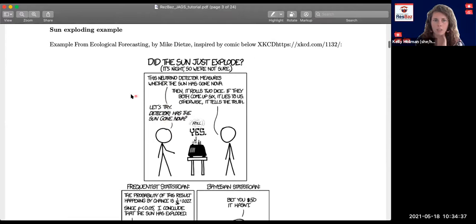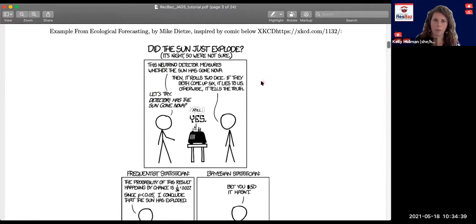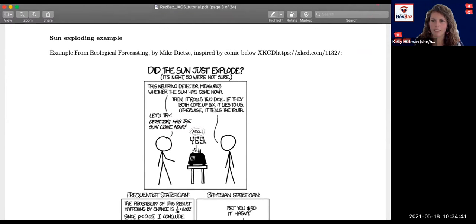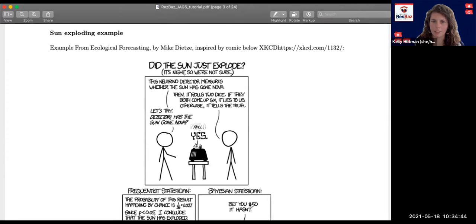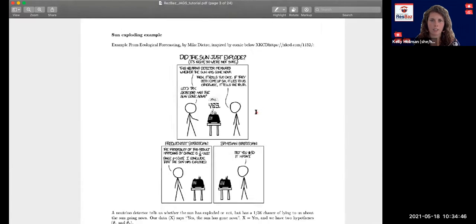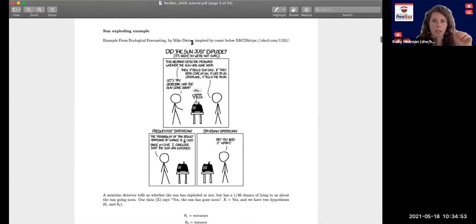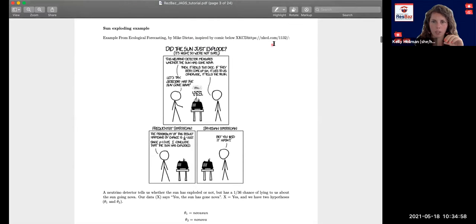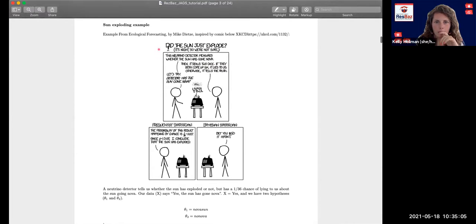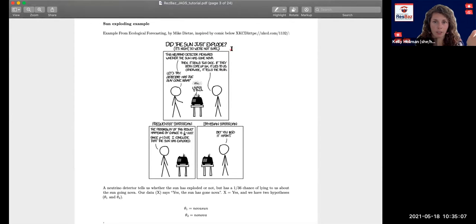Okay, so let's go through another fun example. And this is my favorite example because it uses an XKCD comic. This is an example from the Ecological Forecasting book, which is by Mike Dietze. I highly recommend it if you're interested in forecasting, but it's inspired by an XKCD comic. So it's about whether or not the sun just exploded. It's night, so we're not sure.